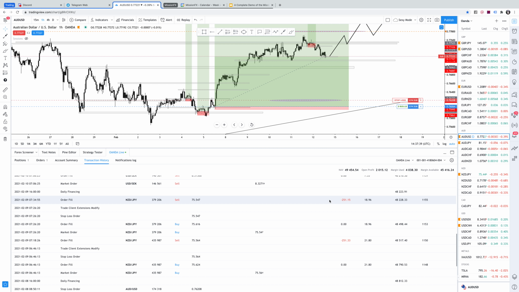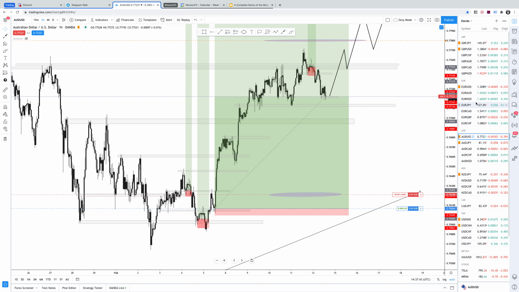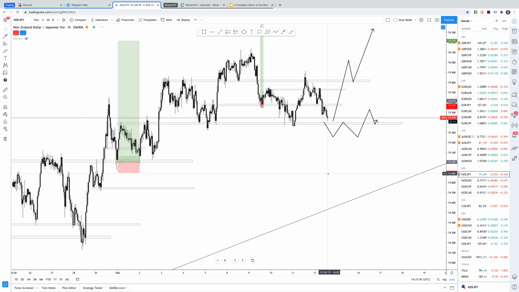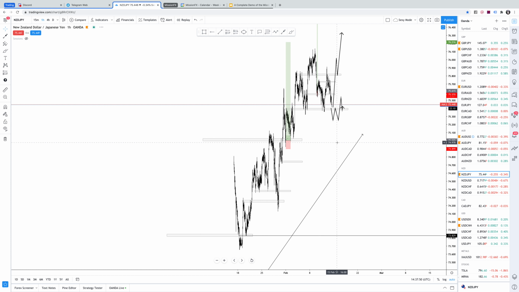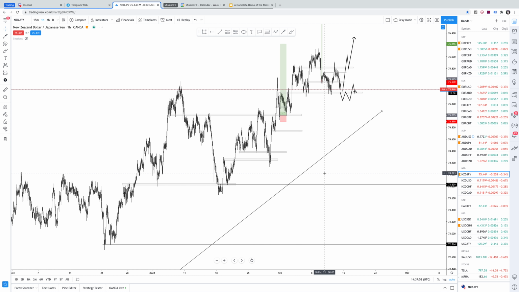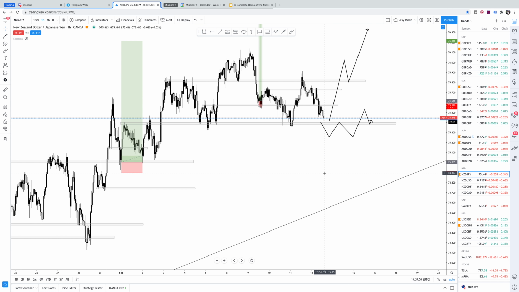The next one I had is on February 9th. I had two losses on New Zealand dollar JPY. I took these two trades back to back. I took two buys and they both stopped out. We'll go look at that. So New Zealand dollar JPY, price is in an uptrend. On the 4-hour, daily, 1 hour, everything's going in an uptrend. I don't know why the screen is not rendering right now. There it is. So it was in an uptrend.